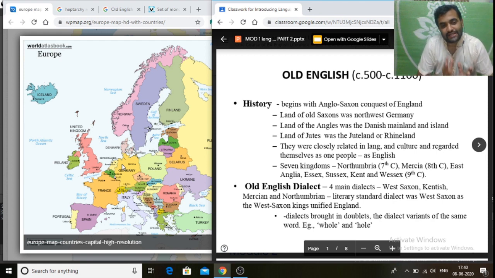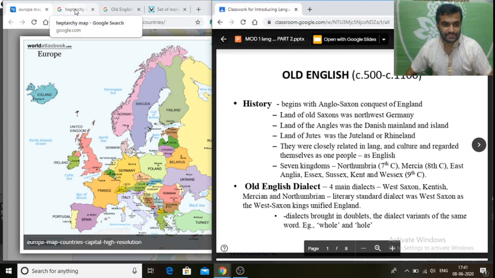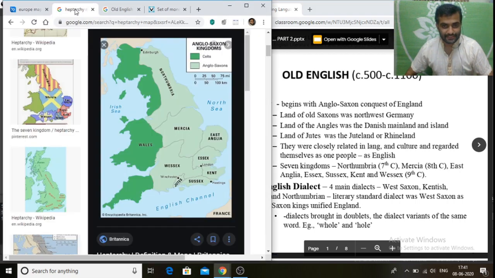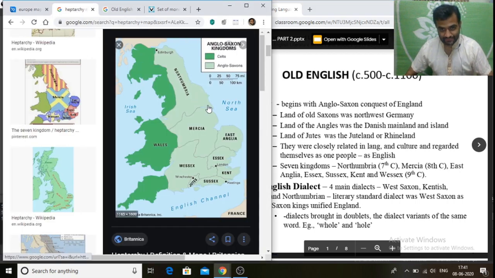And once these Angles, Saxons, and Jutes came to England, they occupied England, and they divided England into 7 kingdoms. In British or English history, it is called the Heptarchy. Hepta means 7. Heptarchy, the 7 kingdoms, and they established 7 kingdoms there. And these are the 7 kingdoms, and this is the region.